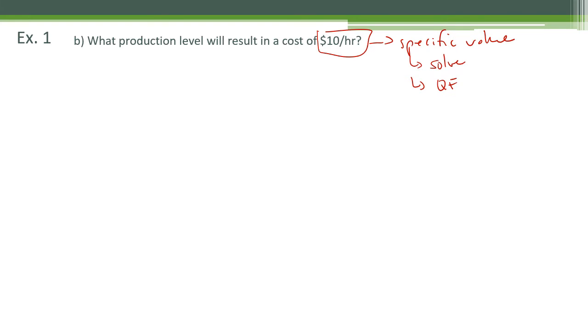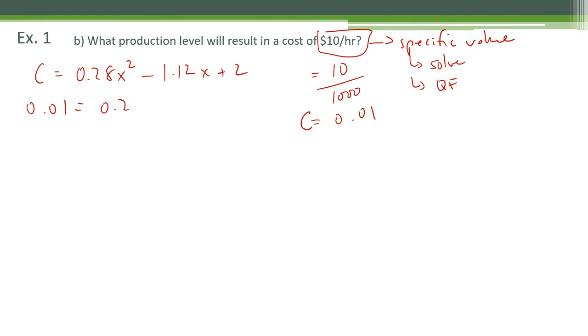we have to take 10 and divide by 1,000 because using our equation it said in thousands, which is 0.01. So let's start out with our equation. C equals 0.28x squared minus 1.2x plus 2. It gave us the cost, which is C, so we're going to replace C with 0.01.